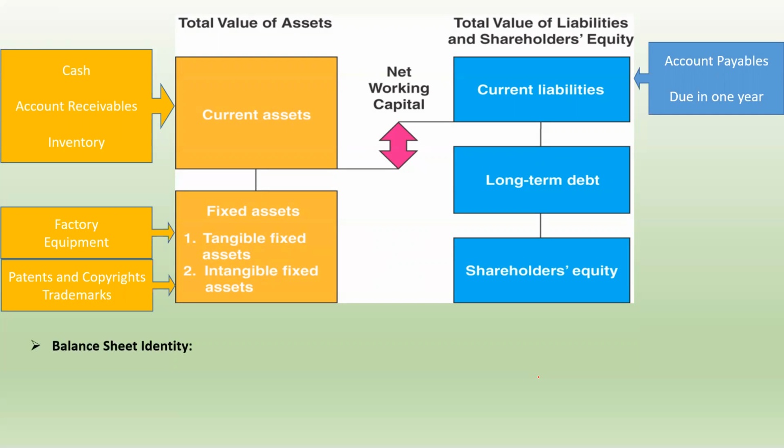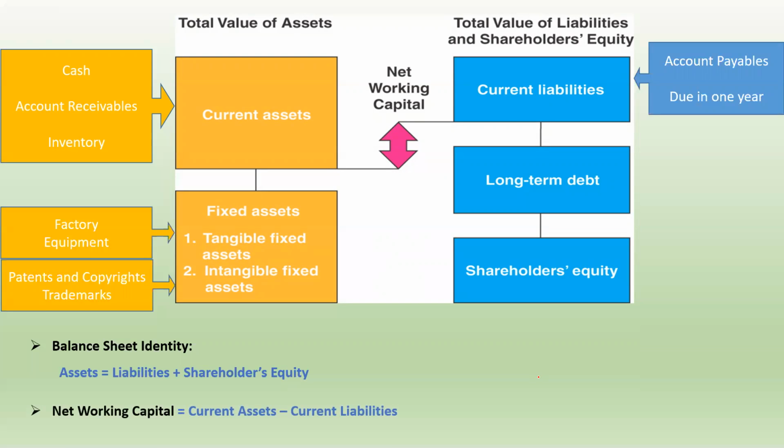And the balance sheet identity is like this. Total assets should equal total liabilities plus shareholders' equity, which means that the assets can be funded from two sources, liabilities and shareholders' equity. We also need to know a very commonly used term called net working capital. It equals current assets minus current liabilities.